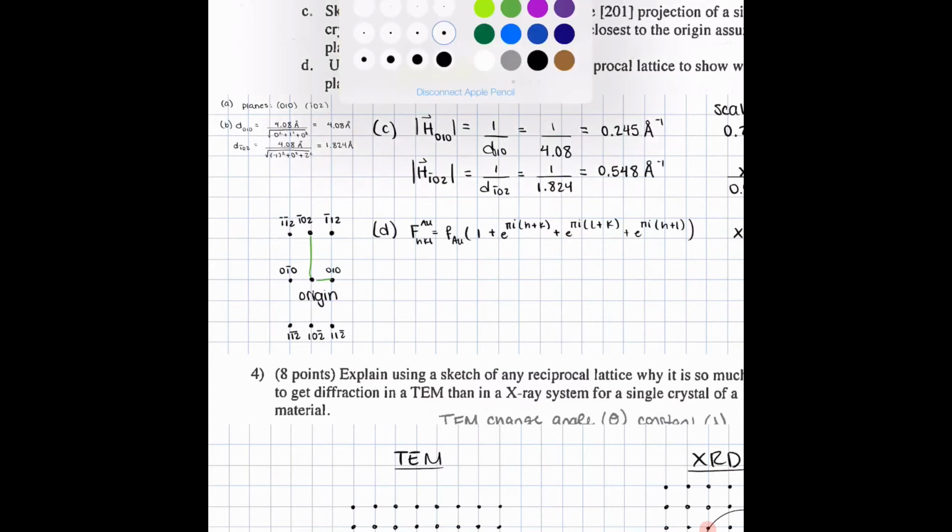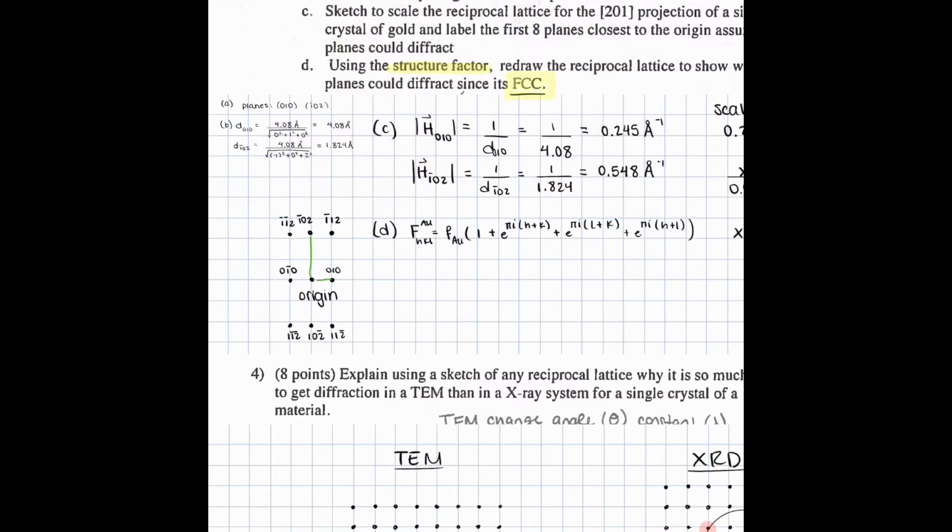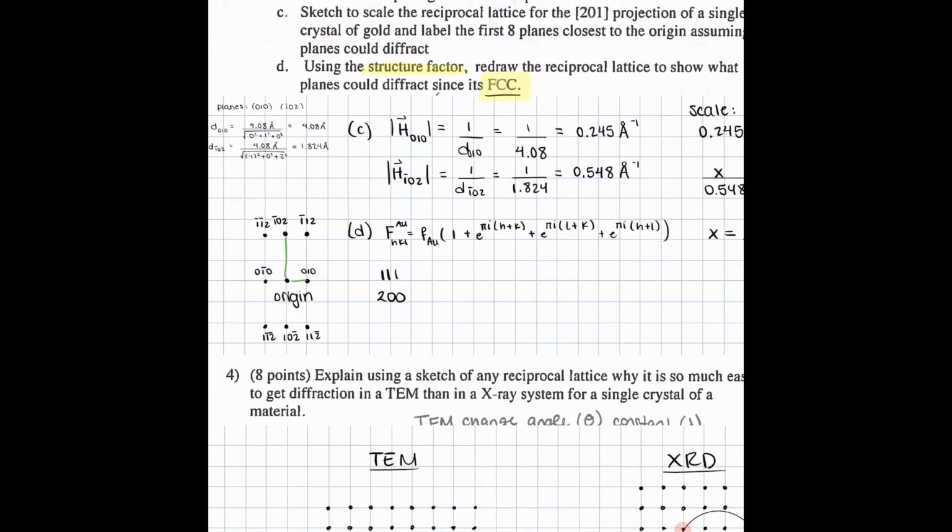So once you've figured out the structure factor equation, you want to go ahead and pick the FCC planes that you know are going to diffract, and that's going to be the 111 and the 200, because the 111 is all odd and the 200 is all even. So we know they're going to diffract in FCC. So we want to go ahead and make sure that the structure factor doesn't equal 0 for those two planes.